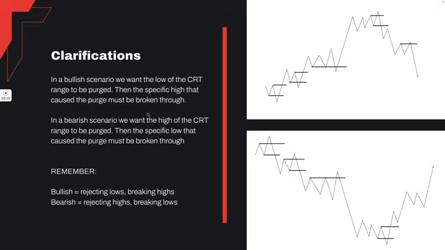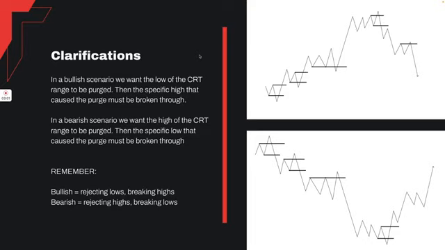What does that look like? As you can see right here, we purged a low and we broke the specific high that purged the low. This is bullish. Now just imagine this is a CRT. It's the complete opposite in a bearish scenario. We basically want to look for the high of the CRT range to be purged. Then the specific low that caused the purge must be broken through. This is how we confirm bullish and bearish bias.